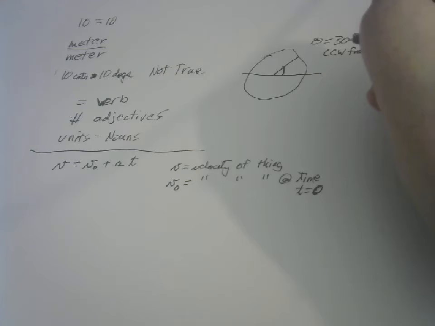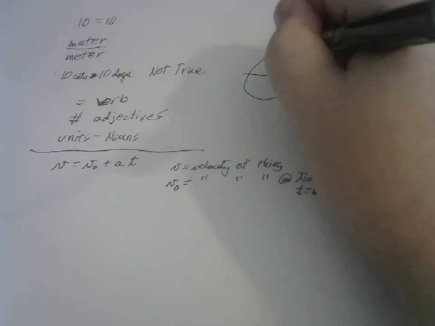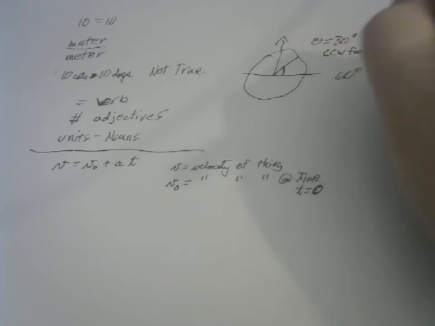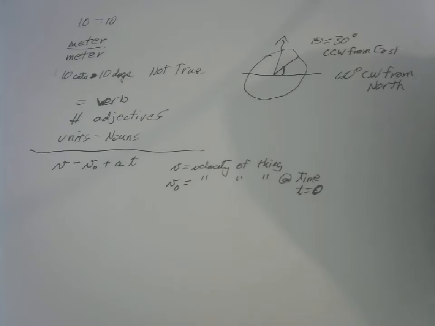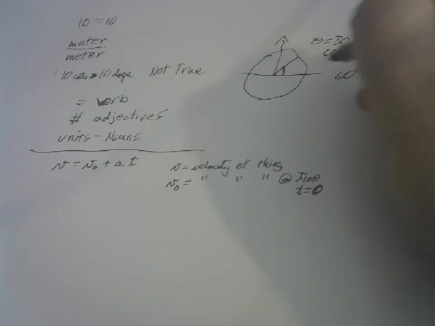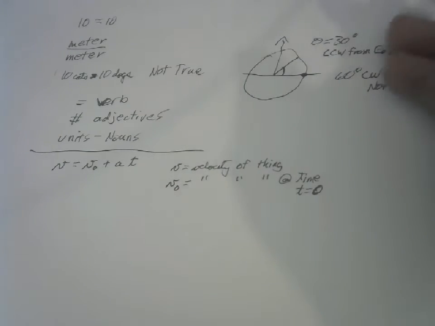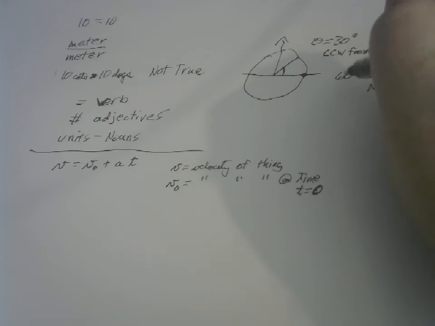Somebody else might go, no, that's not 30 degrees. I'm facing this direction, and it's 60 degrees clockwise from north. So they'll disagree, because one of them is measuring from one place and another one is measuring from another place. These are relative measurements.